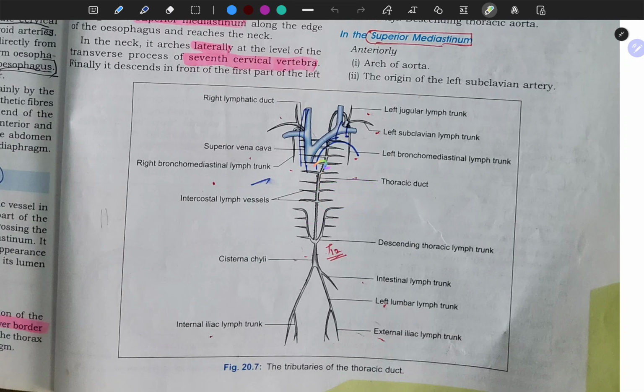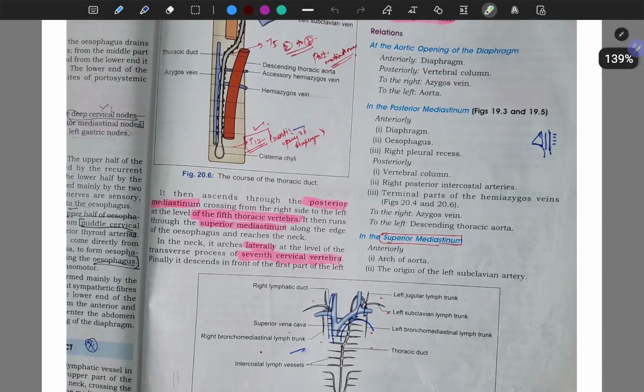Then there are the right bronchomediastinal lymphatic trunk and left bronchomediastinal lymphatic trunk. They all join. The right bronchomediastinal lymphatic trunk and the right lymphatic duct drain into the SVC, and from the left side they drain into the thoracic duct. So the very important thing is that the thoracic duct goes essentially through the posterior mediastinum from the right side to the left side at the level of T5.